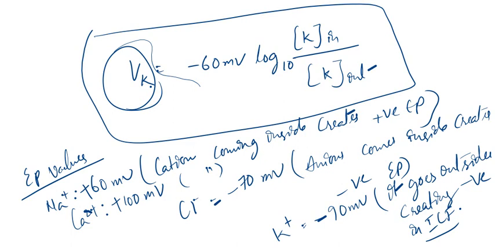Now this is how the balance is maintained. So two positives come inside, right? They try to create positive, so one negative comes inside to create negative and one positive goes outside to create negative in the ICF, that is inside. Now coming to the next topic, that is RMP, resting membrane potential.